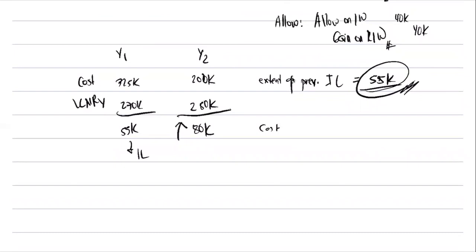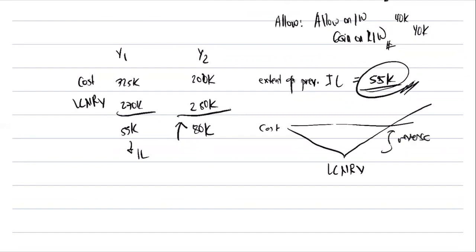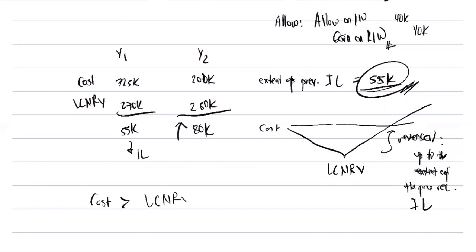Again, we have your cost, you compare it to your LCNRV, and then subsequently you reverse it, but only up to the extent of the previously recognized impairment loss. Okay, so I hope we're clear with this as to our LCNRV. So compare cost and compare NRV, whichever is lower is the LCNRV. Now, if the cost is greater than LCNRV, then it is impaired.